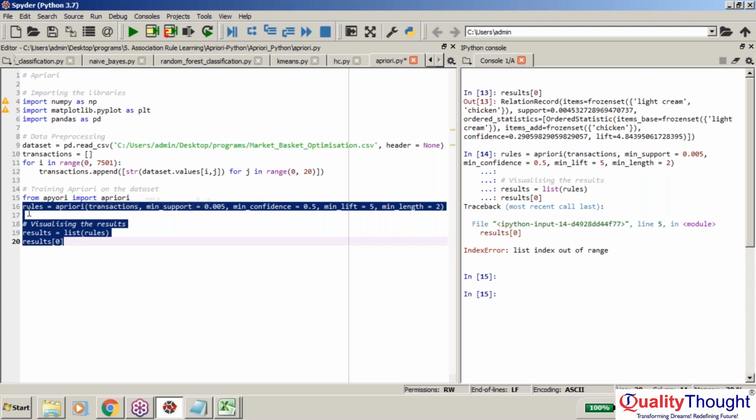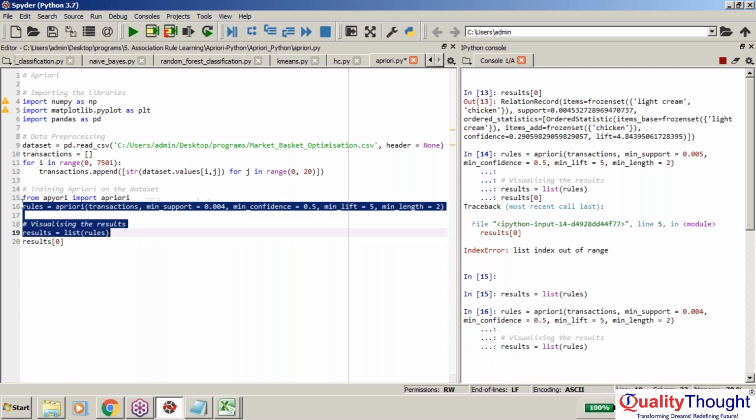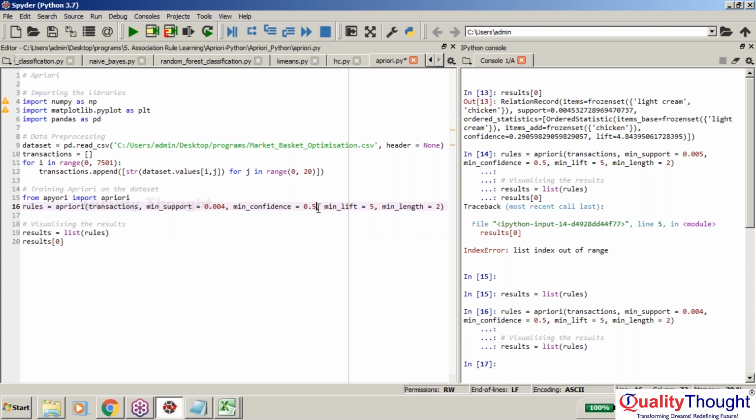See, the index is out of range, it looks like. Now let me execute this. I see nothing. So let me just decrease this part. Okay. Now let me execute. I see nothing. So minimum confidence, I'm going to get this decreased. Okay. What is the confidence level? I just want it as 0.3, and I just want the minimum lift to be 4.